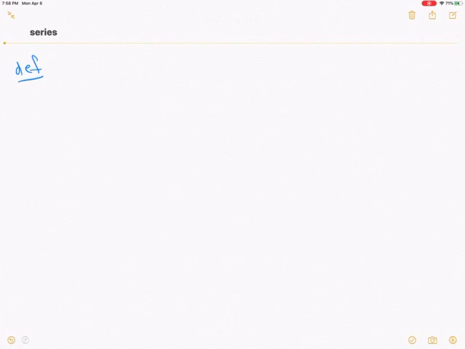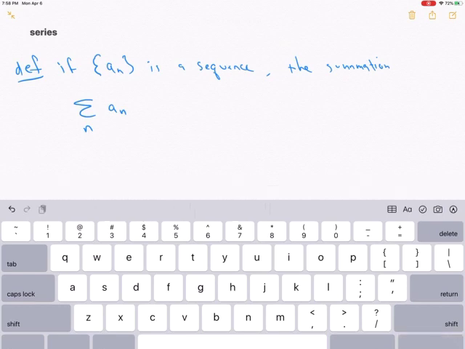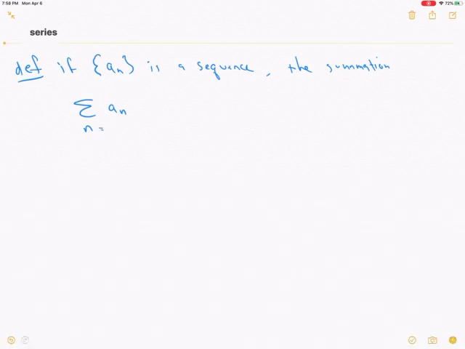All right, so if you have some sequence, so remember that just means it's a list of numbers, then the summation, which using sigma notation, we'll just say summation over n of a sub n, starting from start, and it's a list, so it goes on forever, to infinity, is called a series.